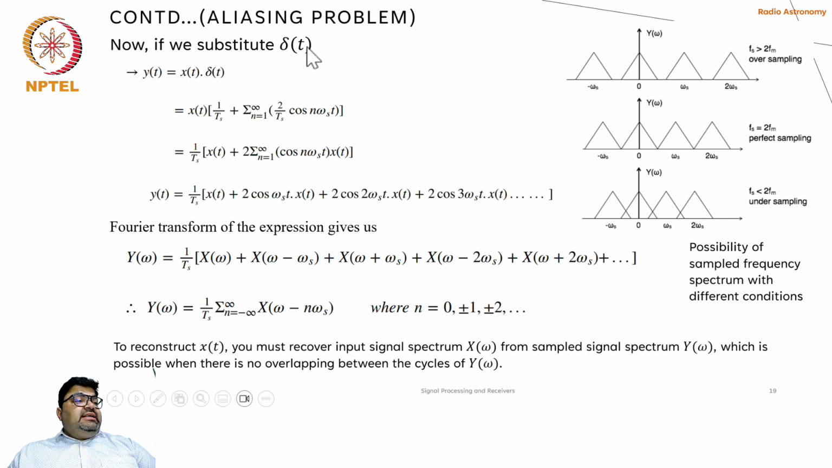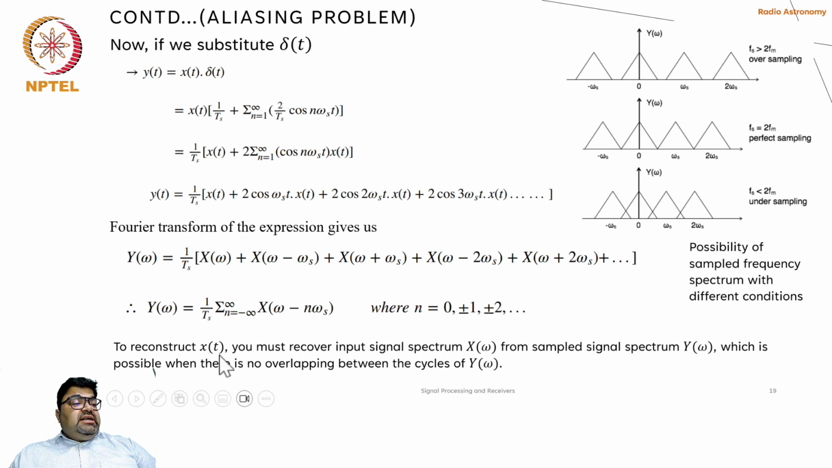If we substitute delta(t), then finally we get y(t) given by this particular series: 1 over Ts times x(t) plus 2 cosine omega_s t x(t), 2 cosine 2 omega_s t x(t), and so on. The Fourier transform of that expression gives us Y(omega) equal to 1 over Ts times X(omega), X(omega minus omega_s), X(omega plus omega_s), X(omega minus 2 omega_s), X(omega plus 2 omega_s), and so on and so forth. So it can be given by this particular summation series.